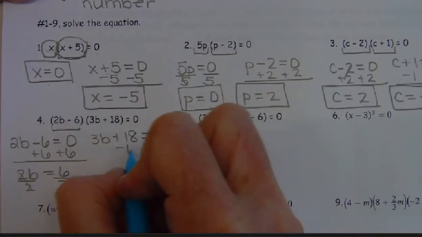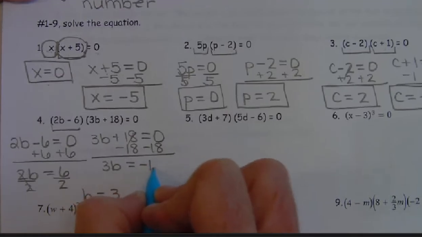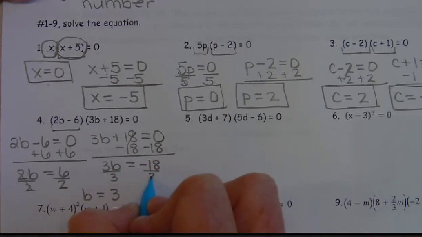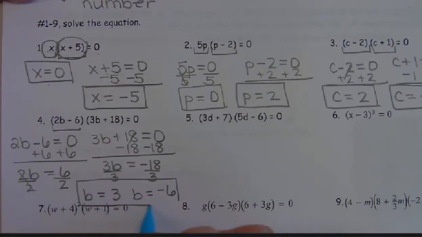Over here I would subtract 18. I get 3b equal -18. I would divide by 3, and I would get b equal to -6. And those are my two solutions.